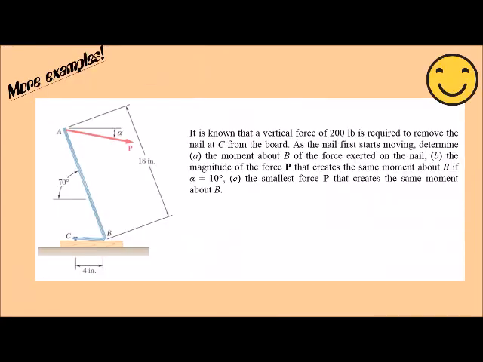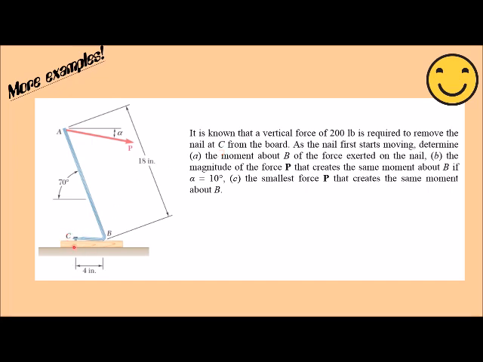More examples. The best way to understand this stuff is just work example after example after example. So let's start out by just reading the problem statement. It is known that a vertical force of 200 pounds is required to remove the nail at C. So what are we talking about?